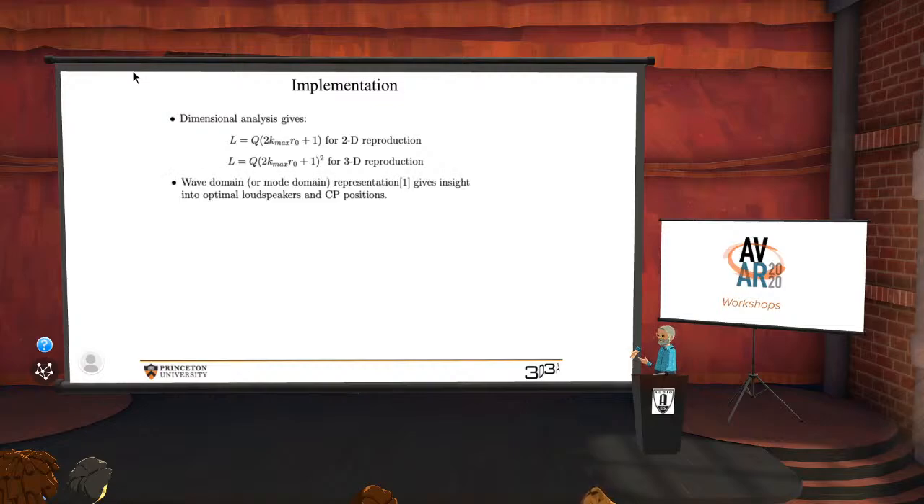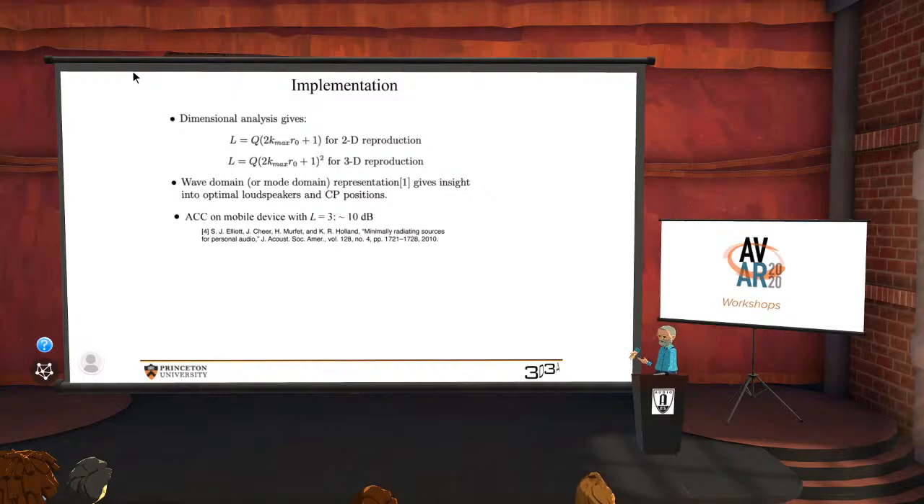Another thing is that there is another way to approach the problem than I did in this talk. Instead of using frequency analysis, you can do what's called wave domain analysis or mode domain analysis, which allows you to get very interesting insight that's complementary to the frequency analysis. Wave domain analysis gives you a lot of useful rules on how to lay out the speakers, the optimal loudspeakers, and the control point positions that you need to choose. So the pressure matching method lends itself even to rules on how to lay out the speakers through the wave domain analysis.